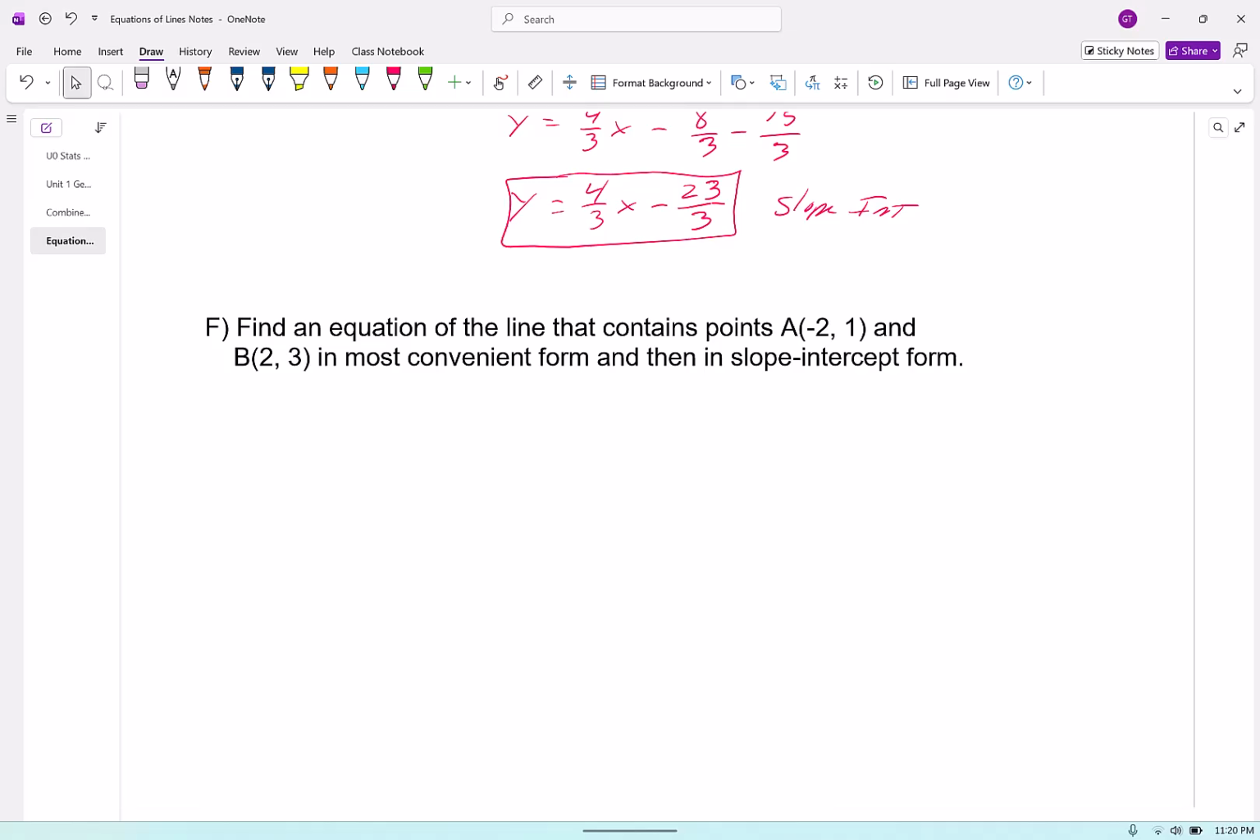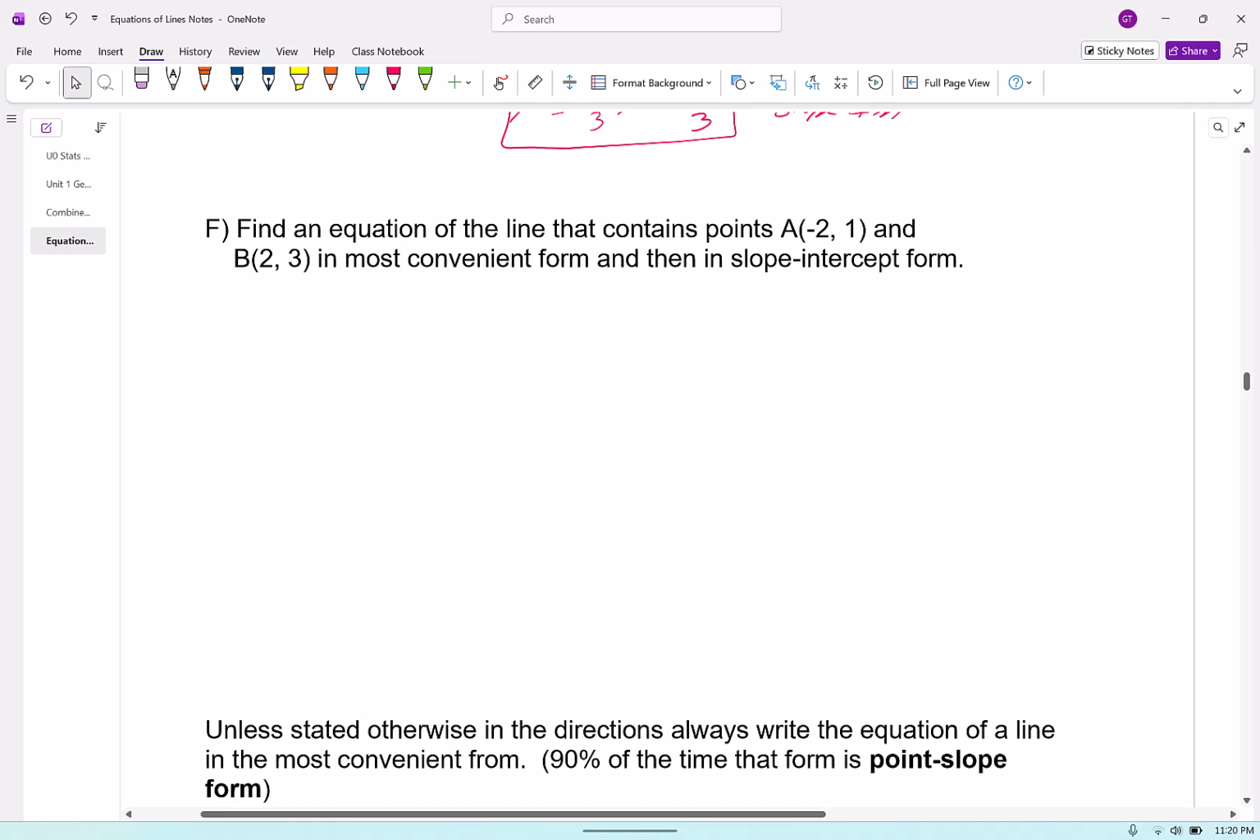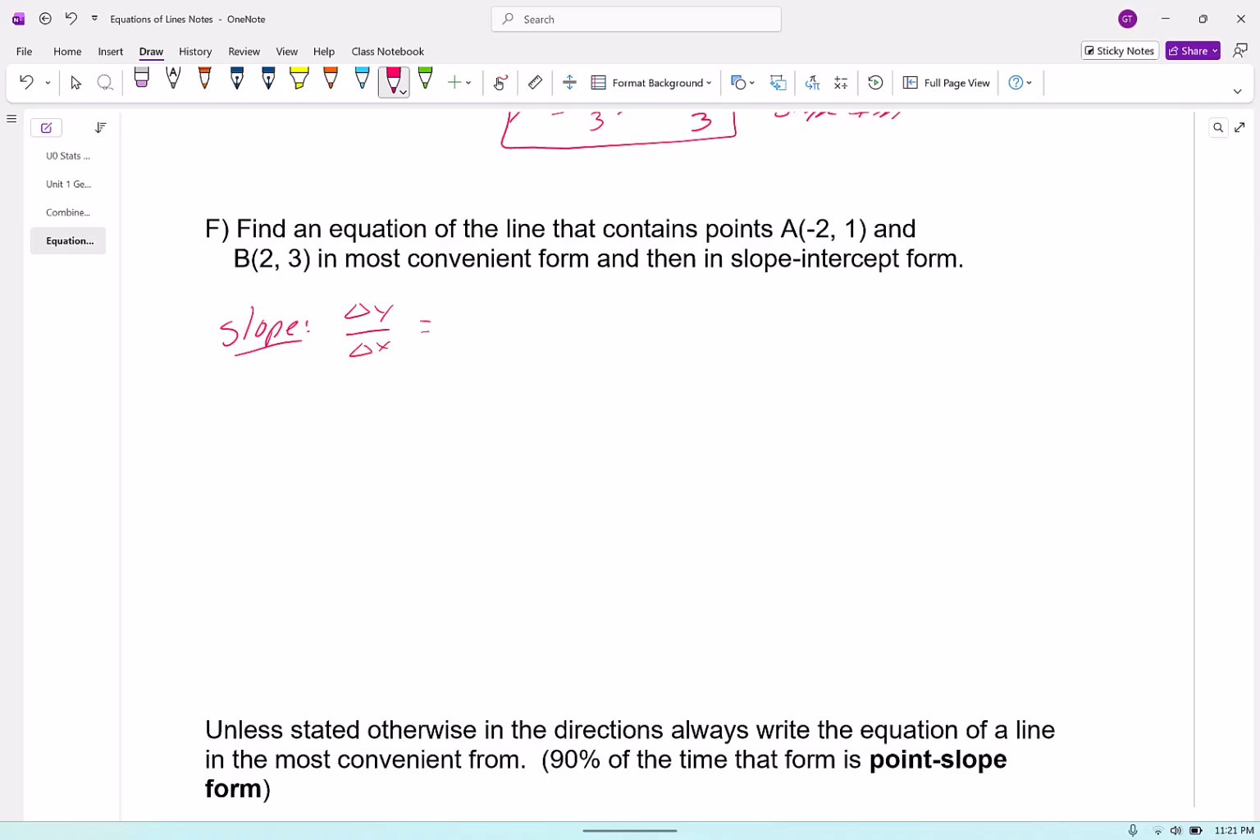Last one in this section: find an equation of a line that contains points (-2, 1) and B, in the most convenient form, and then in slope-intercept form. Anytime it's the most convenient, most likely it's going to be point slope form. But in this case, we do have 2 points, so what I should do is immediately find the slope. The slope is change in y over change in x. So I'm going to have 3 minus 1 over 2 minus negative 2. It's going to be 2 over 4, which equals 1/2. So that is my slope.